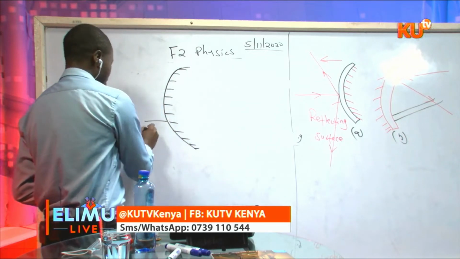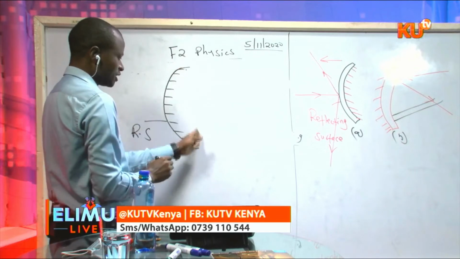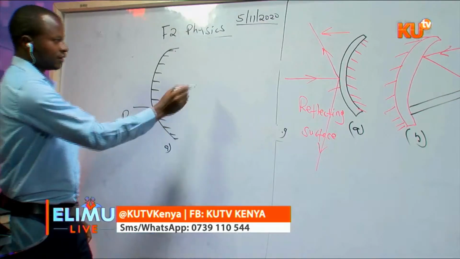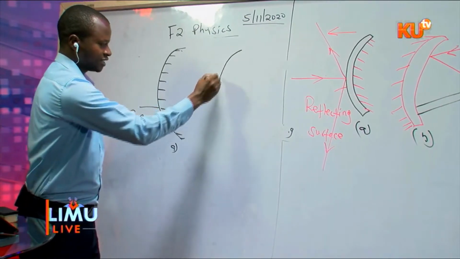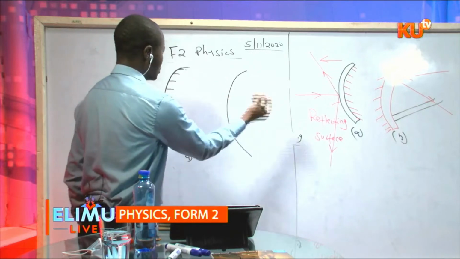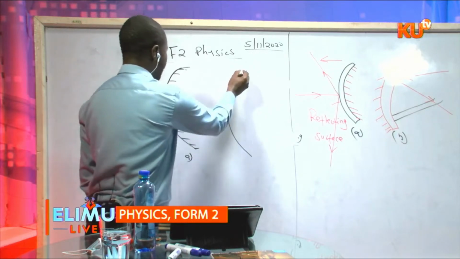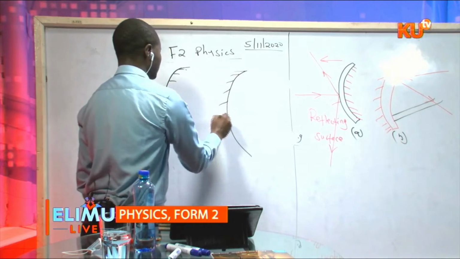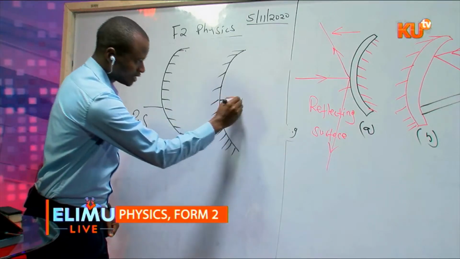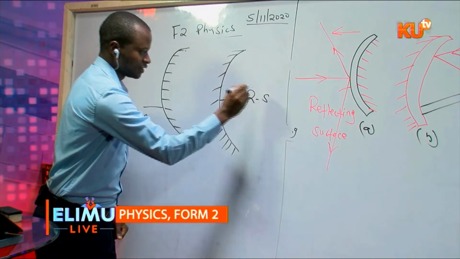This is the reflecting surface. So the shaded part is opaque, so light will be coming from this other side. Then the other one: if I have the same piece of glass or piece of metal, and now I shade this side, then this other part becomes the reflecting surface.